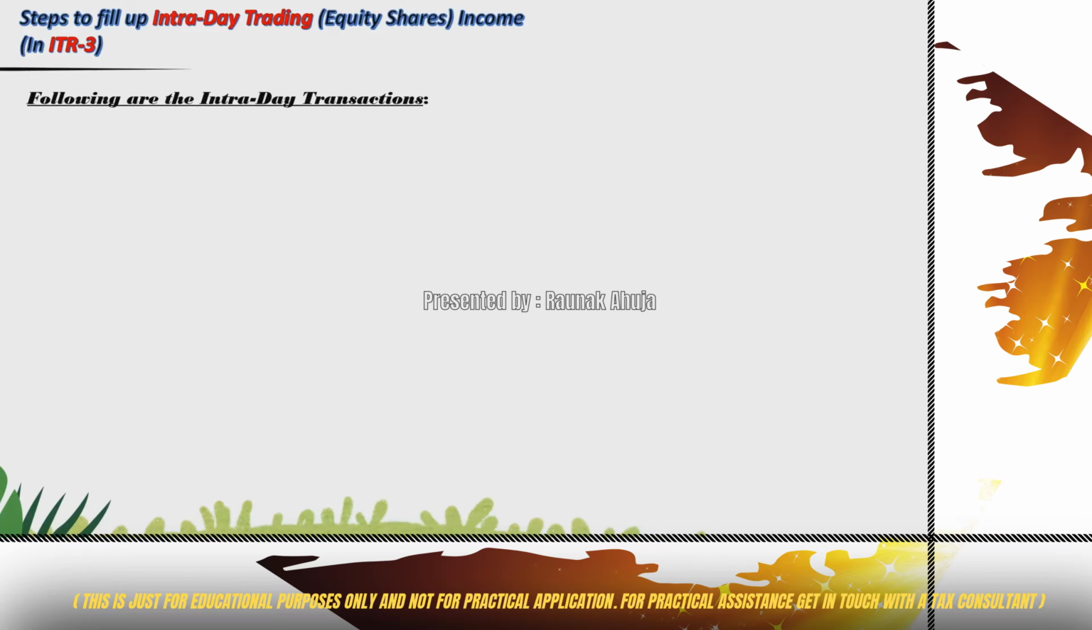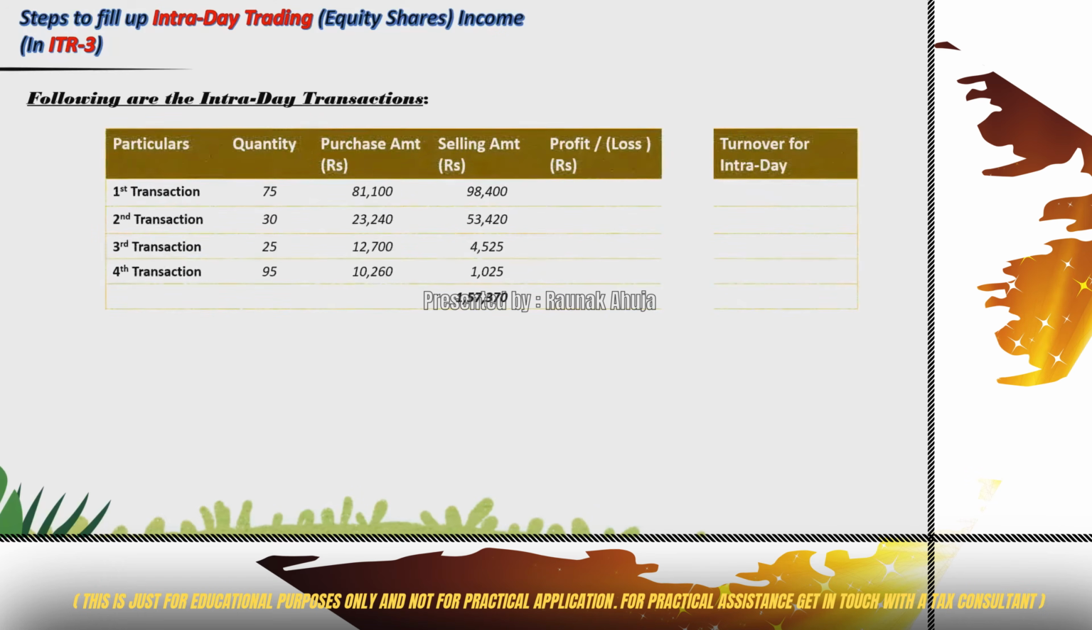Let's see how to fill up the intraday trading transactions in your income tax return, that is ITR-3. Here is the list of details of the intraday transactions that have been entered into by the taxpayer. The taxpayer has entered into 4 intraday transactions. Now the first thing to do is to calculate the net profit or loss from the intraday trading.